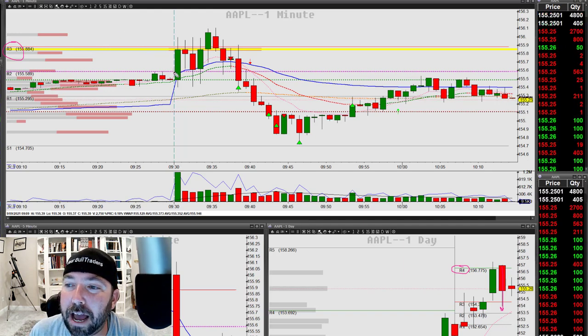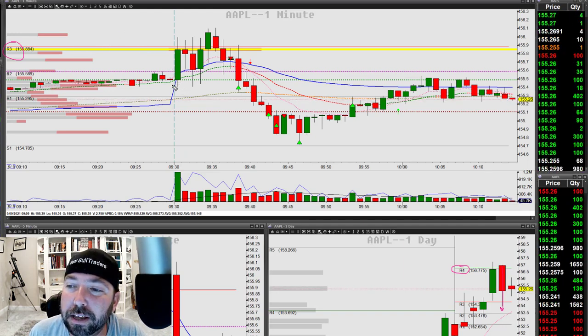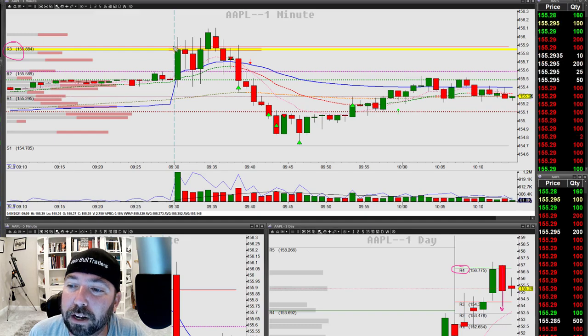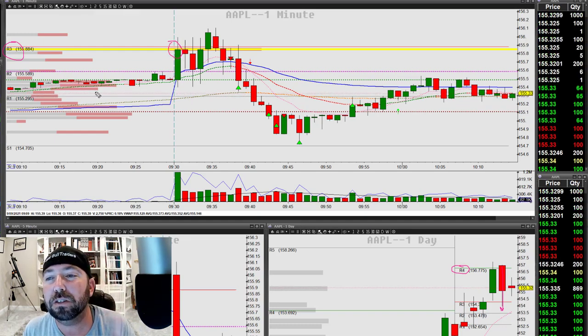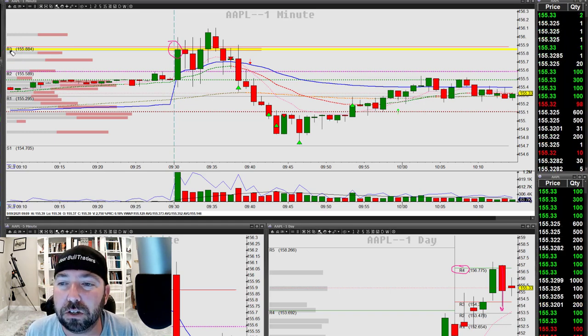So you can see here Apple opened, and when Apple opened, it shot straight up really, really fast, and when it hit here, volume came in. Now, this is really, really important to pay attention to.